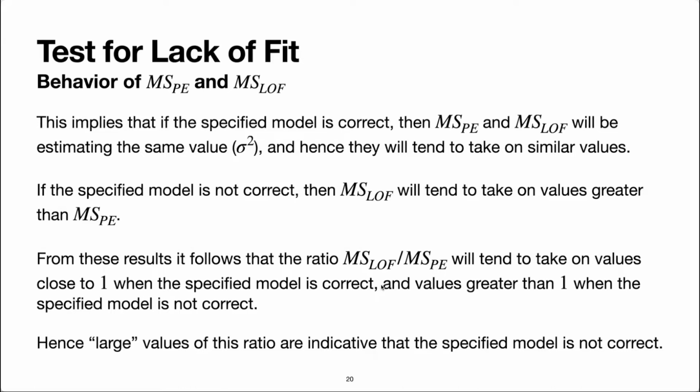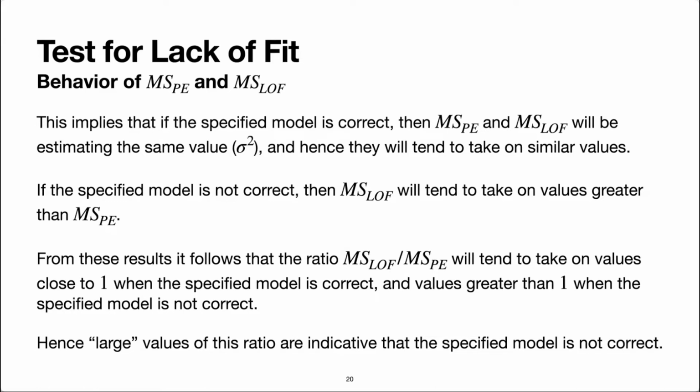And so because of these two results, that ratio will tend to take on values close to 1 when the specified form of the model is correct, but it would tend to take on values greater than 1, and perhaps even much greater than 1, when the specified form of the model is not correct. So in order to conclude that there's a lack of fit in the model, or that the model is not correct, we're looking for large values of that ratio.